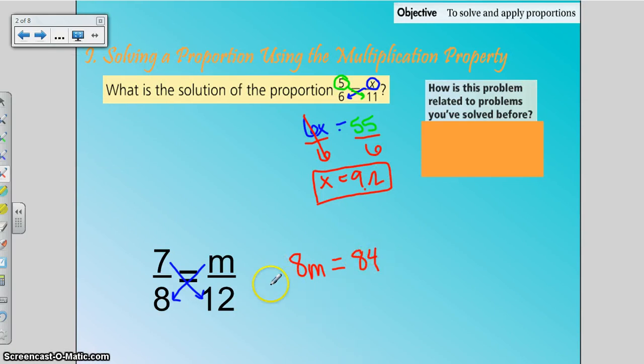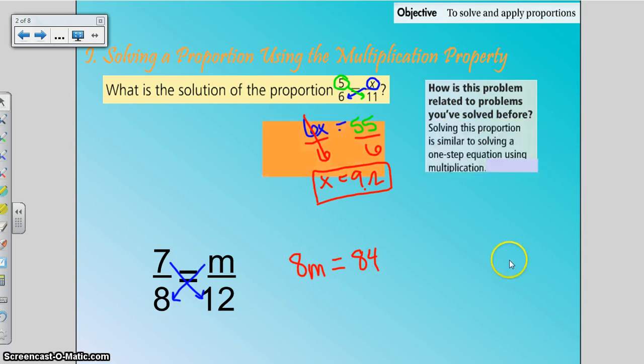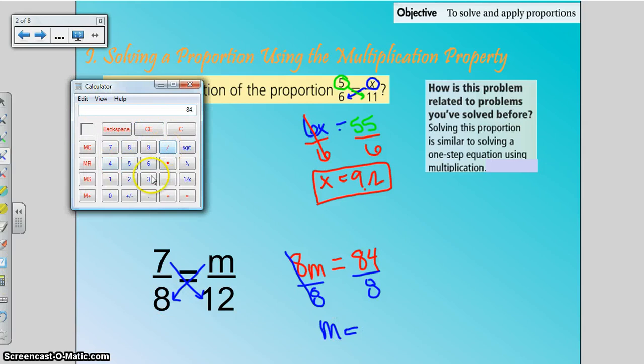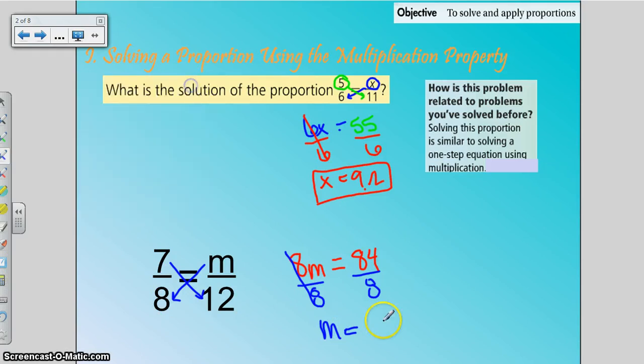Now here, how is this related to a problem we've solved before? It says solving a proportion is similar to one-step equations using multiplication. Right here, 8 times m equals 84. Again, we need to get rid of the multiplication, like we've been talking about over and over. Undo the multiplication. To undo multiplication, you use division. Well, right here, 84 divided by 8, 10.5. So m is 10.5. This is showing your work. Hopefully we're liking this.